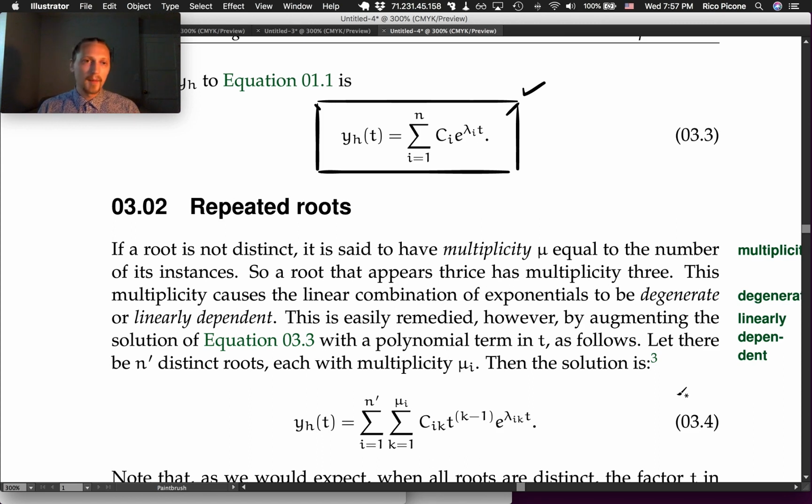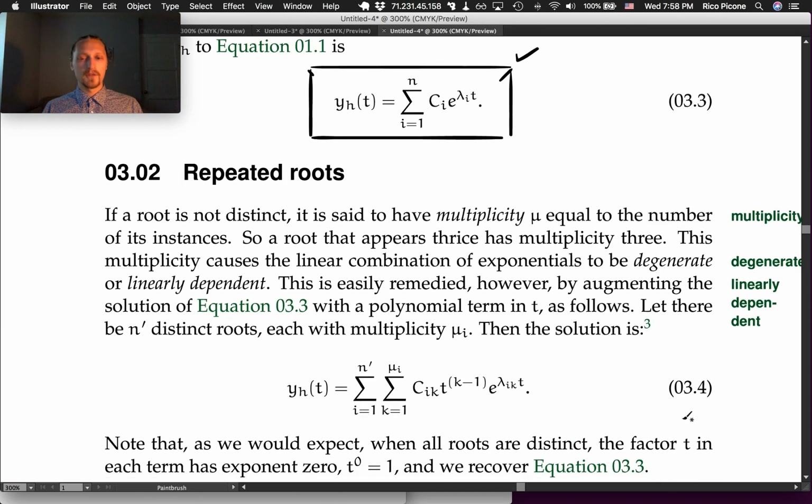There are n prime distinct ones. So maybe you've got 3 at negative 17, and you've got 1 at negative 2. So you've got n prime equals 2 distinct roots, but then you've got a multiplicity of 3 on that negative 17. Each of the roots has a multiplicity mu_i, and if there's no multiplicity for a given root, mu_i is just equal to 1. Then the solution is equation 3,4.